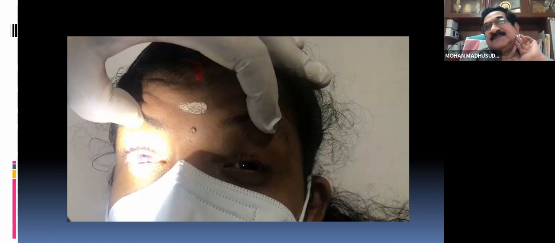Sir, what about the hippus? Is it something akin to this? No, hippus is a little different. Hippus is a constriction and dilatation of the pupil. Initially thought to be an early sign of optic neuritis, it is not. It can be seen in a normal individual. You throw light, it constricts, then dilates, again constricts. That's some kind of oscillation of the pupil, which is a normal phenomenon.